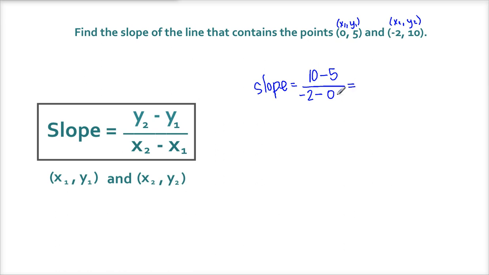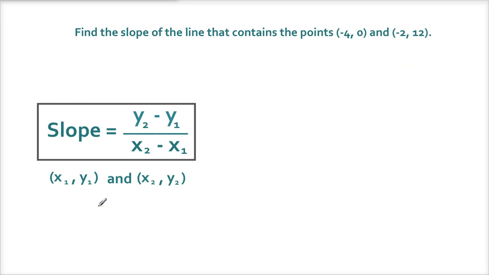Now let's do the subtraction now that we have all our numbers plugged in the right place. 10 minus 5 is 5. Negative 2 minus 0 is negative 2. So the slope of the line between these 2 points is negative 5 halves.